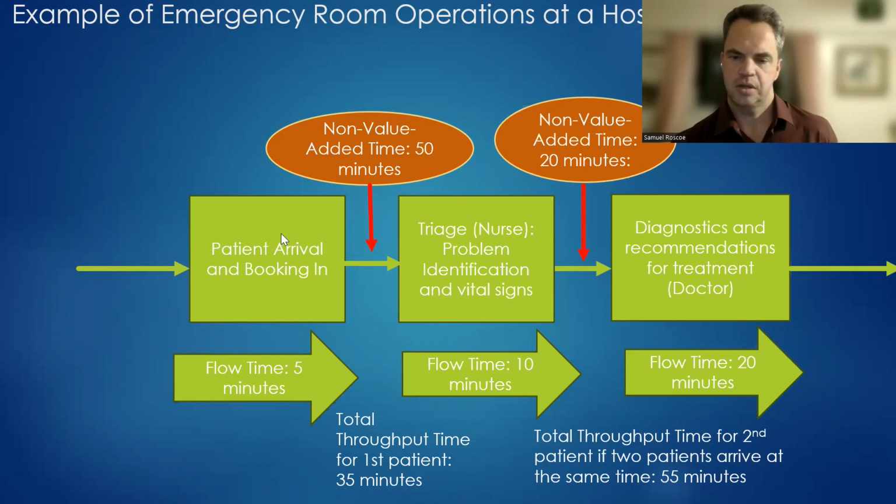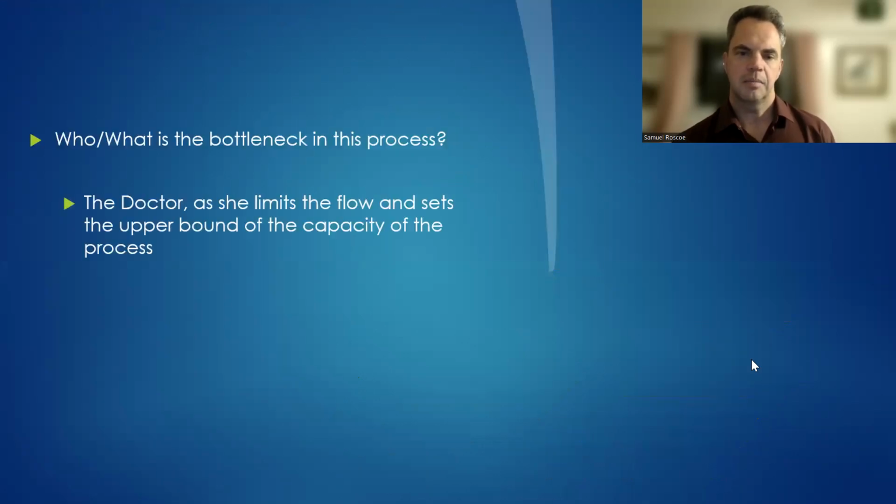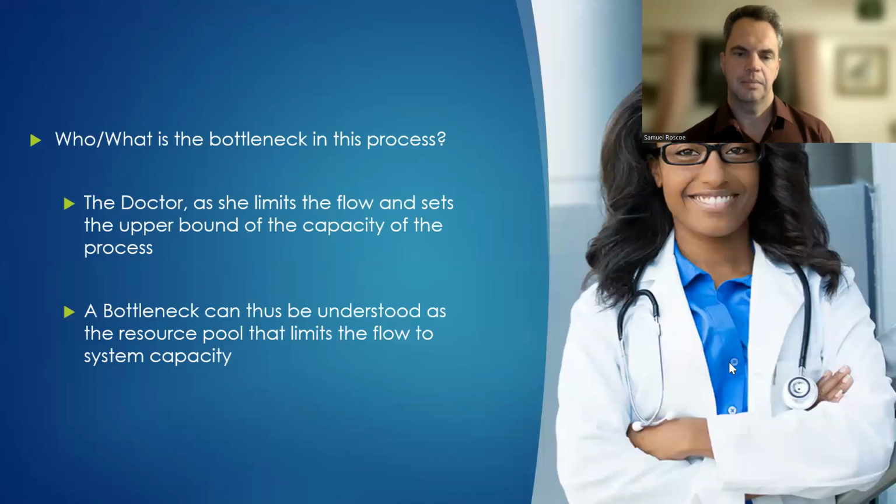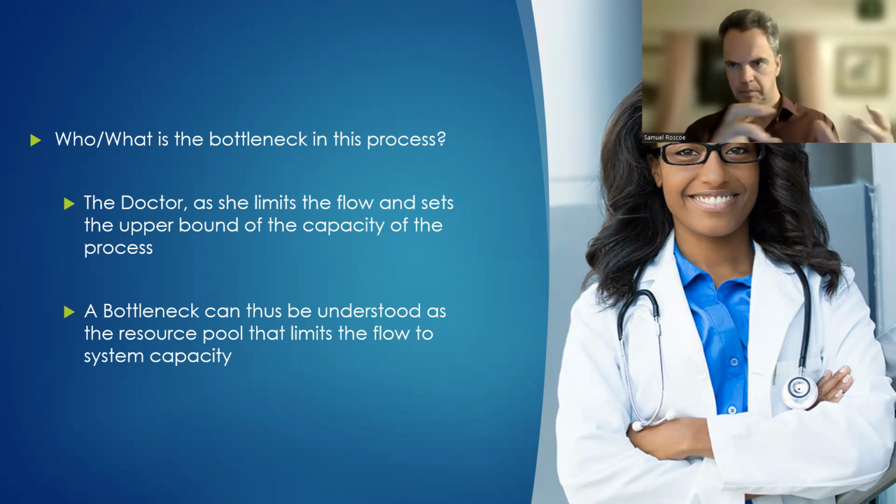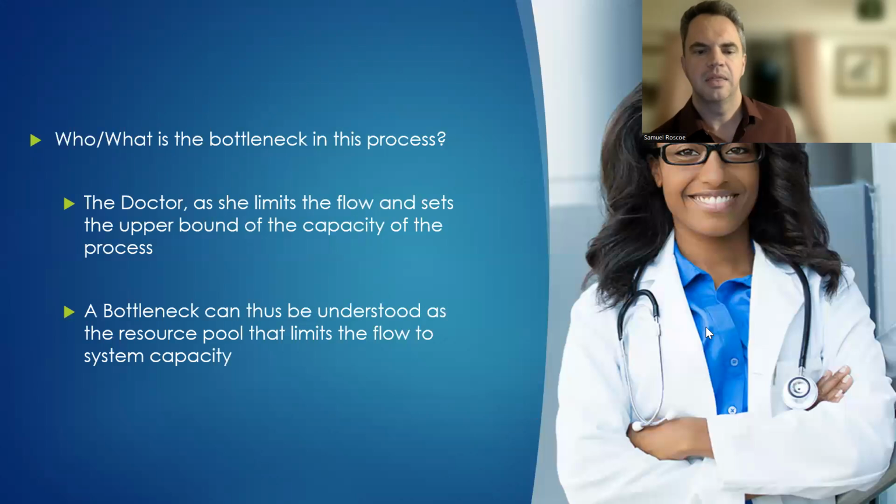If it's only one patient, in that particular instance, it would be the doctor, because the doctor is taking 20 minutes to isolate and identify the issues with the patient. So we can see here the bottleneck is the doctor, as she limits the flow and sets the upper bound of the capacity on the process, meaning that the time taken with the doctor will set the pace of the rest of the operation, meaning that the patient will have to move at a steady pace in order to make sure that we're processing everybody through that bottleneck.